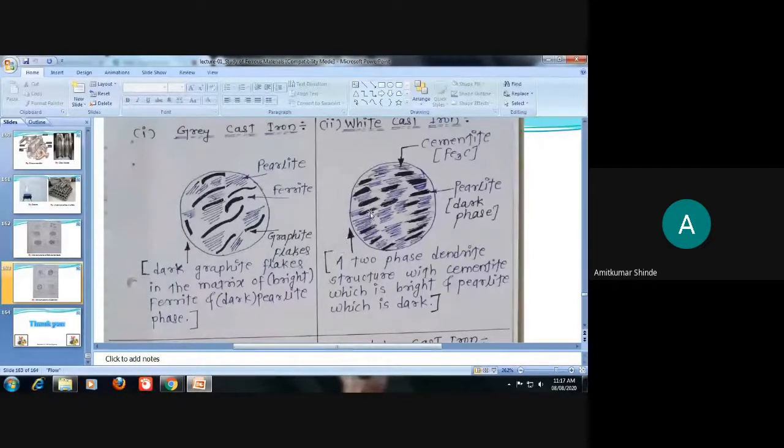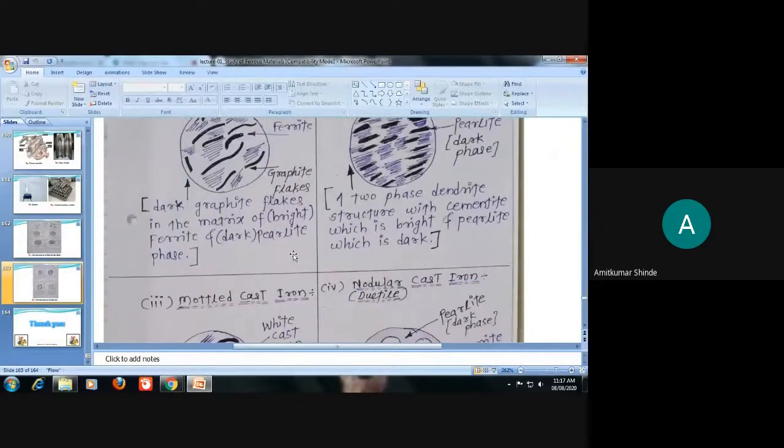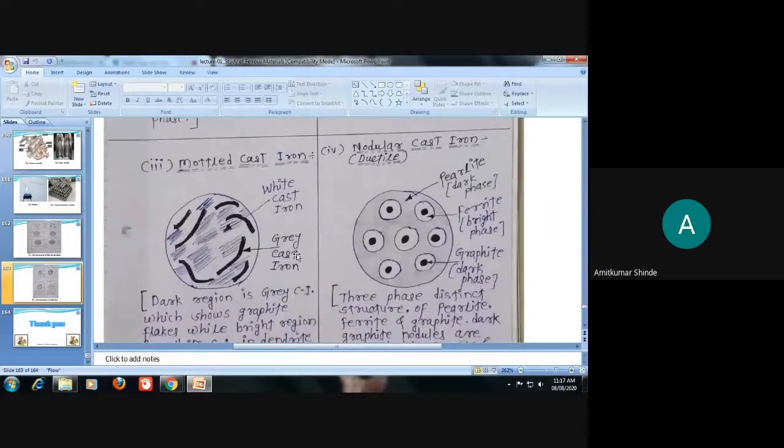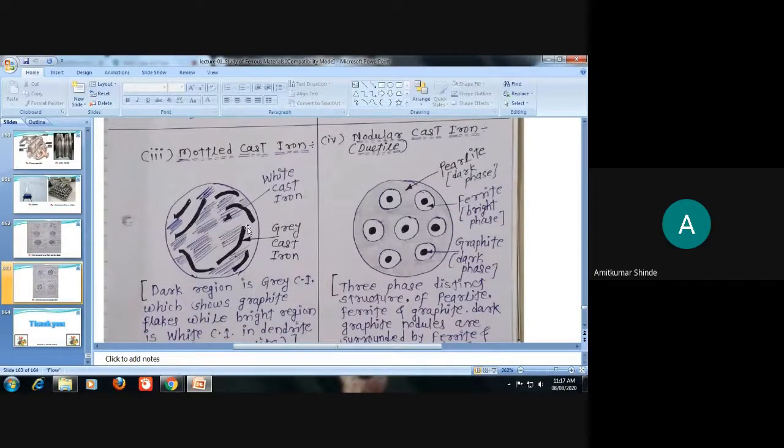Now the combination of these two, graphite and cementite, is what you can call mottled cast iron. The gray colored graphite is the gray cast iron, and the remaining white cementite is termed white cast iron. White cast iron is nothing but the cementite phase, and gray cast iron is nothing but carbon in the form of graphite phase. This is the mottled cast iron.